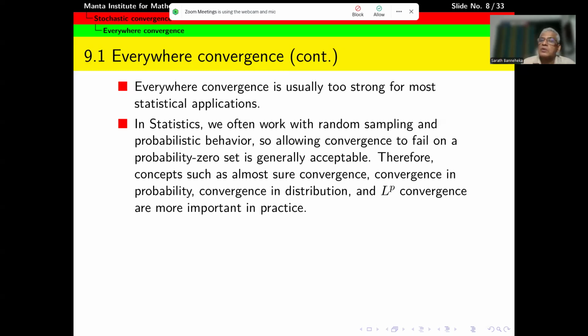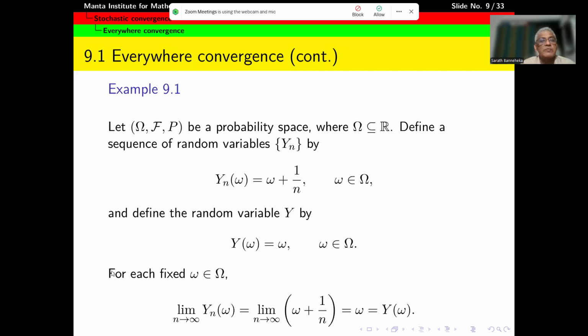right? So the modes of convergence that allow that kind of convergence are almost sure convergence, convergence in probability, convergence in distribution, and convergence in mean. So therefore, in practice, usually we consider those modes of convergence: convergence almost surely, convergence in probability, convergence in distribution, and convergence in LP mode. So now we will look at those types of convergence.